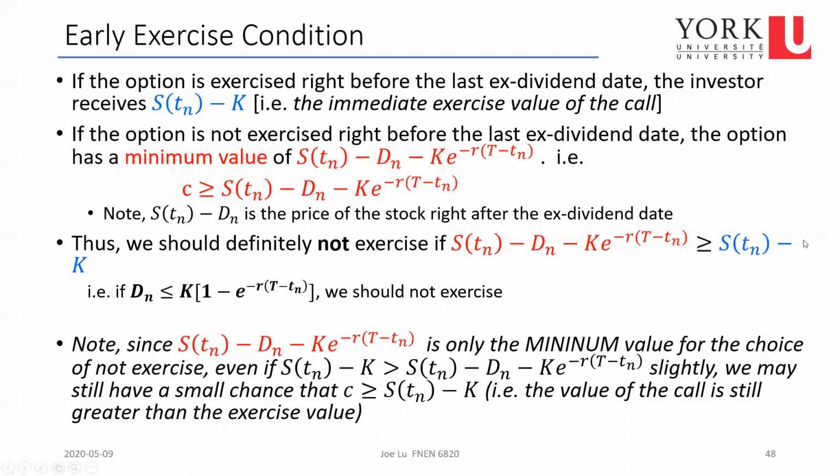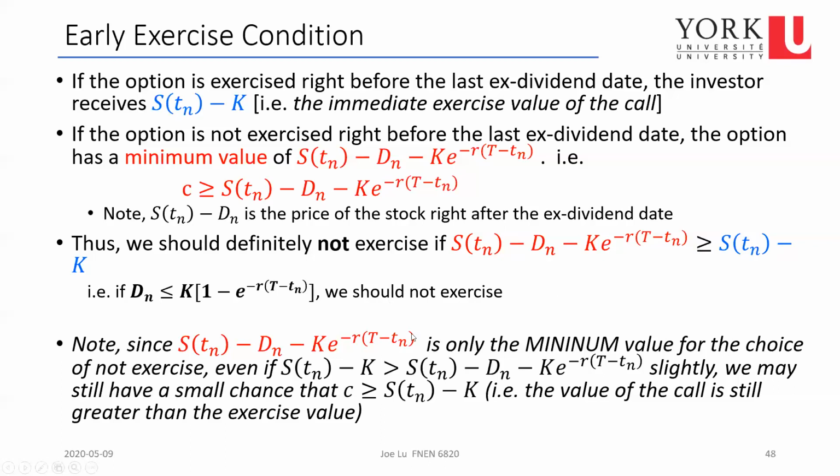Then if you just rearrange, expressed in terms of the last dividend payment: if the dividend payment itself is less than K times 1 minus e to the power minus r (T minus Tn), then we should not exercise. This condition is equivalent to this condition here, which means the minimum value of waiting is greater than the immediate exercise value. And in such a case, you should not exercise.